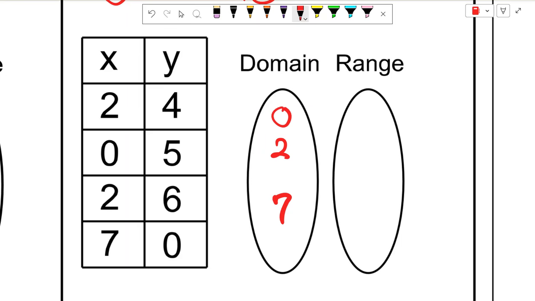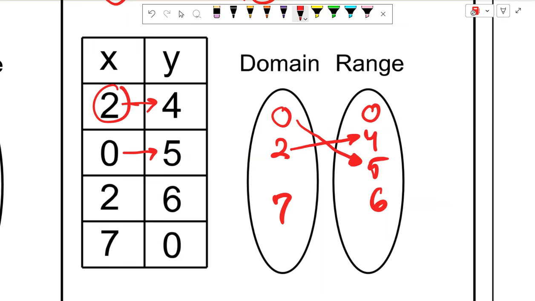And the ranges are 0, 4, 5, and 6. And you can see that the 0 belongs to the 5 when you put it into the function. So 0 goes down to 5. And then you can see that 2, when you put it in the function, the output is a 4, so 2 goes to 4. But the problem is, when you see 2 again, now it goes to 6. So 2 belongs to 2 different ranges or outputs.